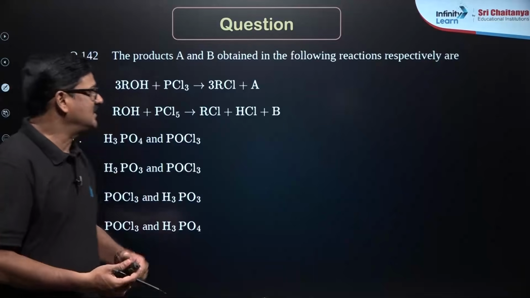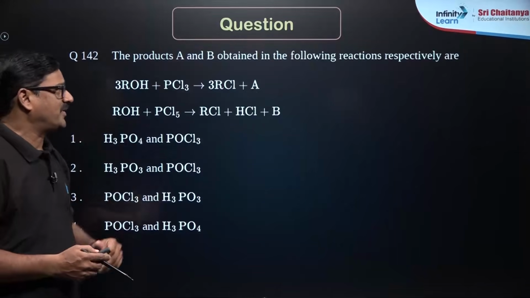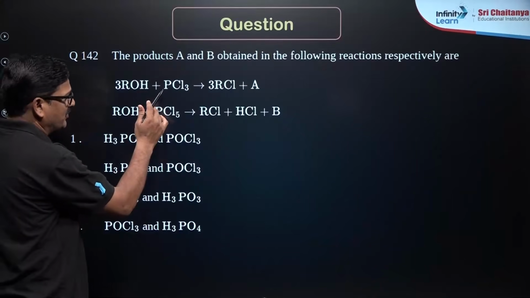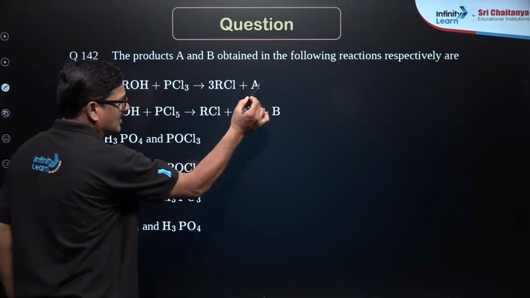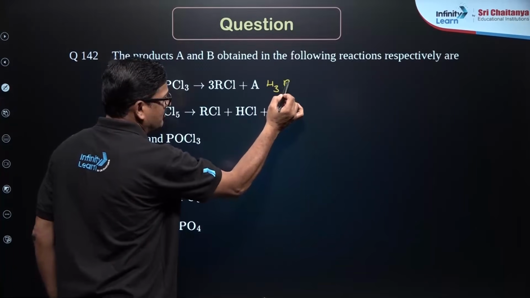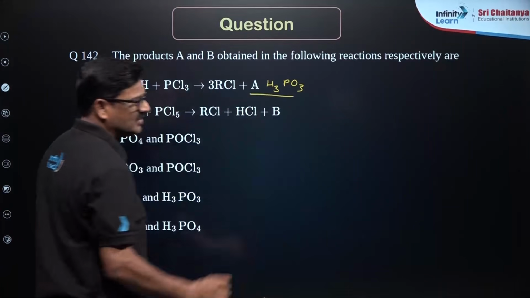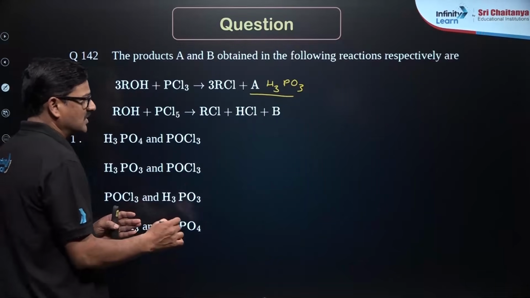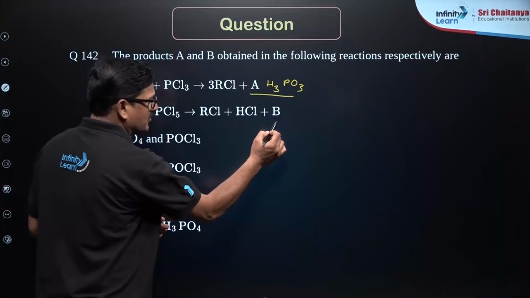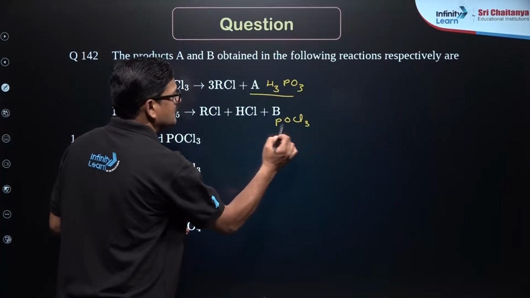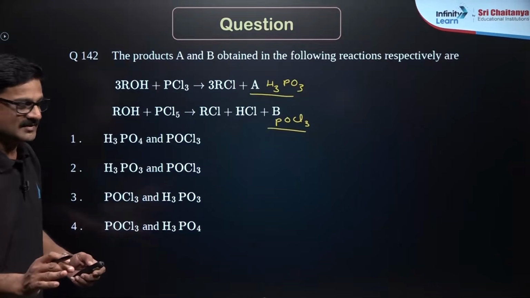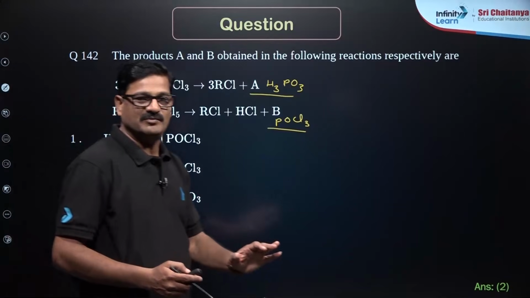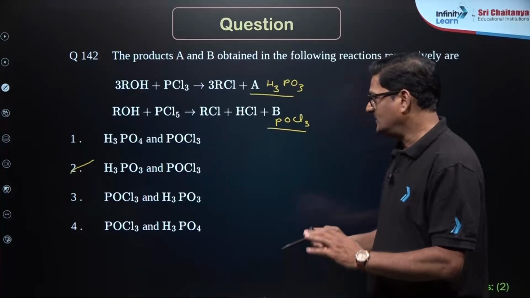Moving ahead, students, here it is given a product A and B obtained in the following sequence of reactions respectively. When alcohol reacts with PCl3, you are going to get RCl and H3PO3. A is going to be H3PO3. While the alcohol reacts with PCl5, you are going to get alkyl chloride plus HCl plus POCl3. So B is going to be POCl3. With this respect, option 2, A is equal to H3PO3, B is equal to POCl3 is the correct answer for this question.